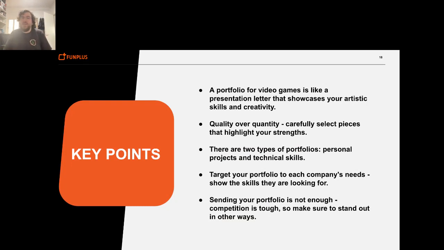So the first one, make your portfolio thinking that it's a visual presentation letter that showcases not only beautiful art but also your artistic skills and creativity. The second one, remember again, quality over quantity. That's super important. And make your portfolio having in mind the two types of it, or try to mix them. It's a good option. So research the company before sending your portfolio and try to match the job offer needs. And remember to network. This is super important. It's easier to highlight yourself if people know you.